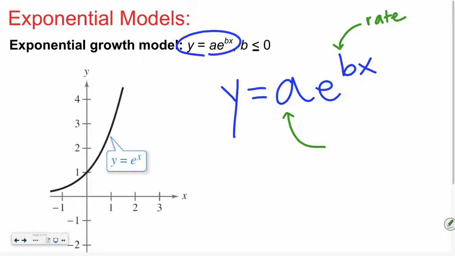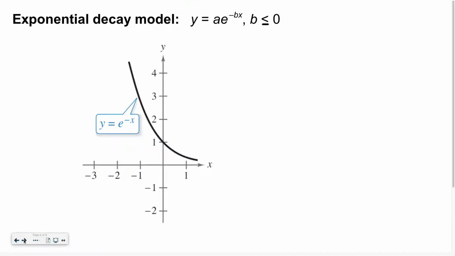Okay, so in PERT it represented principal. We can, in a general sense, say that this is our initial amount. If we plug in 0 for x, e to the 0 is 1. We're left with that a value. So a is going to represent how much we start with, whether it's money or not. Exponential growth, we're going to have a positive rate. Exponential decay, we're going to have a negative rate.